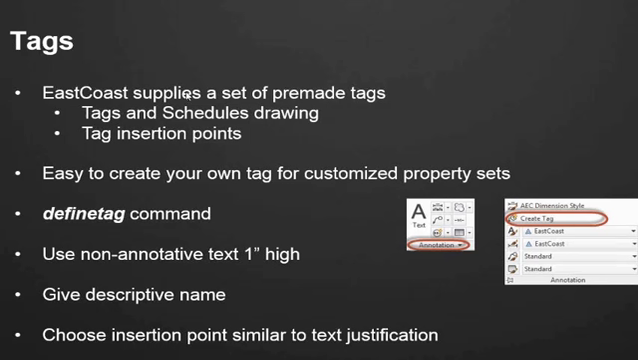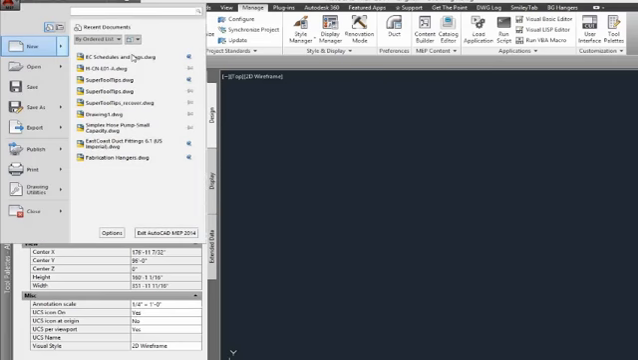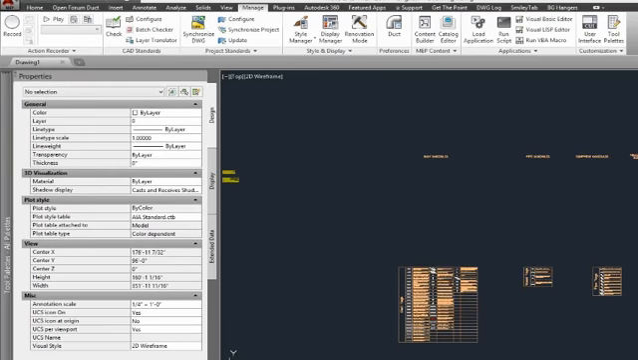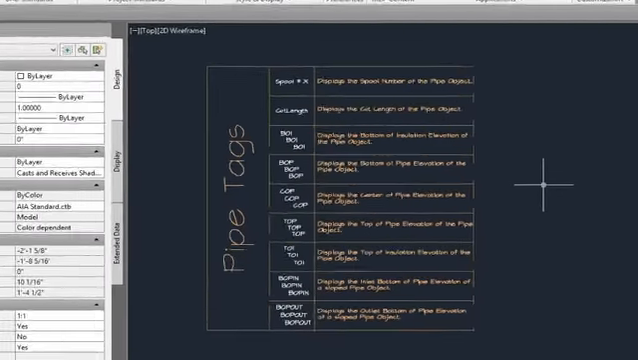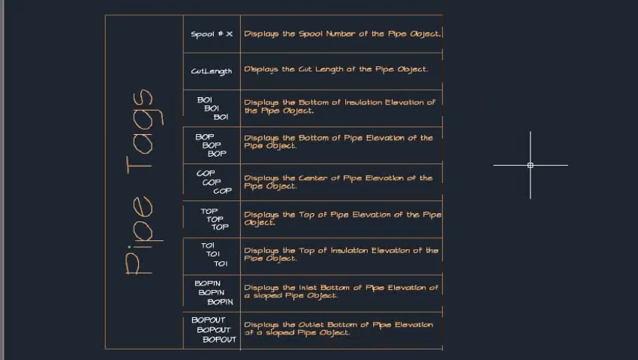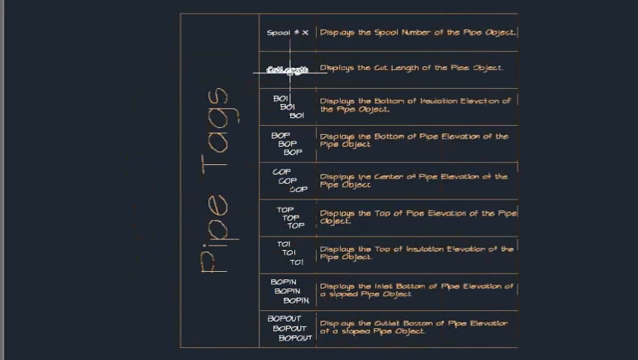EastCoast does supply a set of pre-made tags. The tags that we supply are more geared towards just some of the basic information that you're going to need, such as the cut length of your pipe, the spool number if you're using the spooling functions, and we have the bottom of insulation, bottom of pipe, center of pipe, top of insulation, and then for slope pipe we have bottom of pipe in and bottom of pipe out.